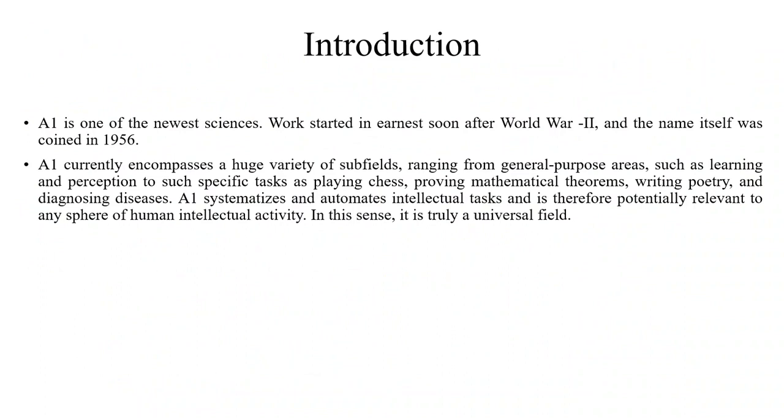So it currently encompasses a huge variety of subfields, ranging from general purpose areas such as learning and perception to such specific tasks as playing chess, proving mathematical theorems, writing poetry, and diagnosing diseases. So AI systemizes and automates intellectual tasks and is therefore potentially relevant to any sphere of human intellectual activity. So in this sense, it is truly a universal field.